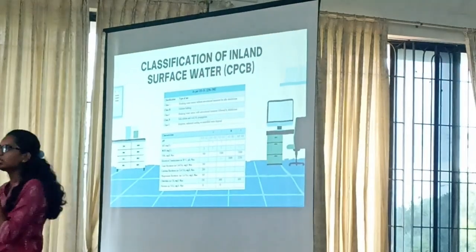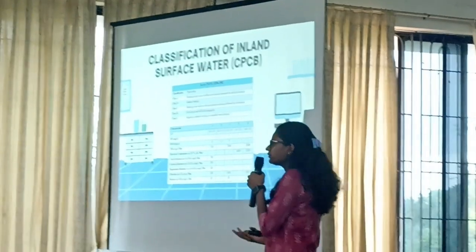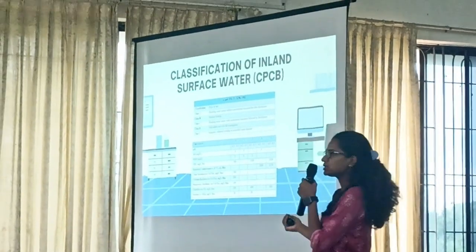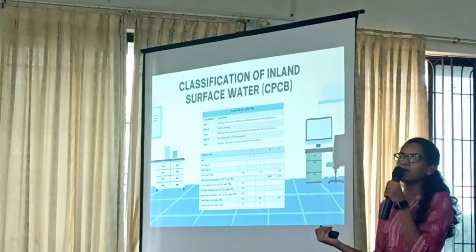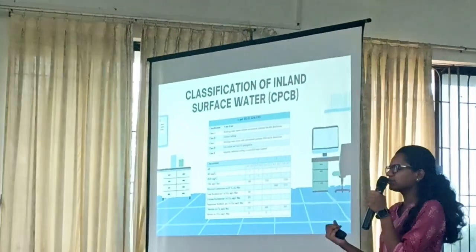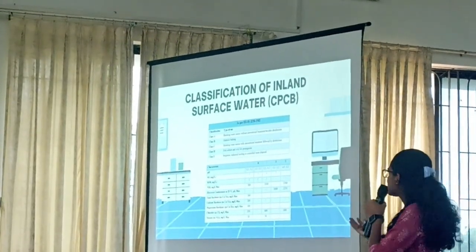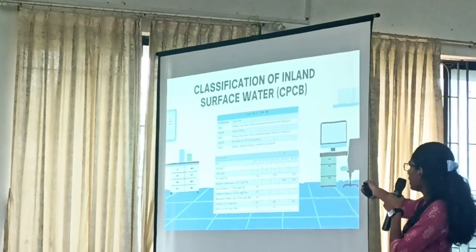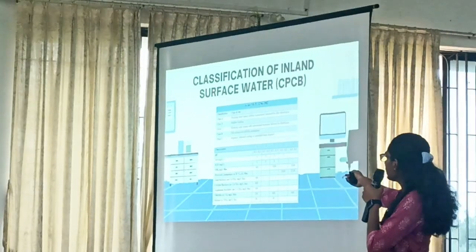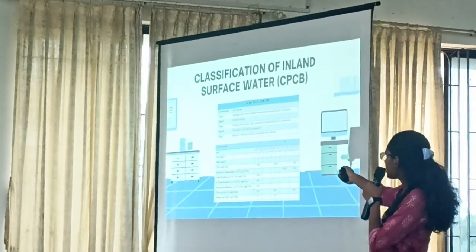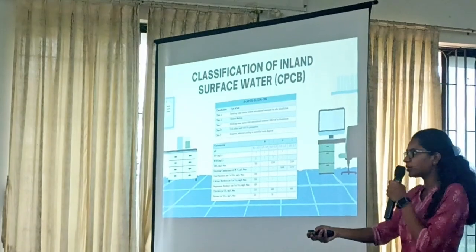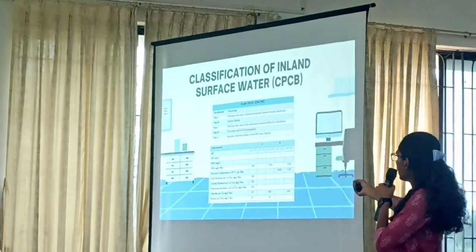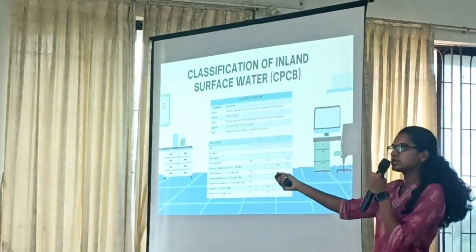So after we do the analysis, whatever data we have got, we will be comparing that data with the CPCB, that is Central Pollution Control Board standards. So you can see there are various classes that they have shown. Class A is for drinking water, class B is for outdoor bathing, C is for drinking water after conventional treatment, D is for fish culture and other wildlife propagation, class E is for irrigation and industrial cooling.